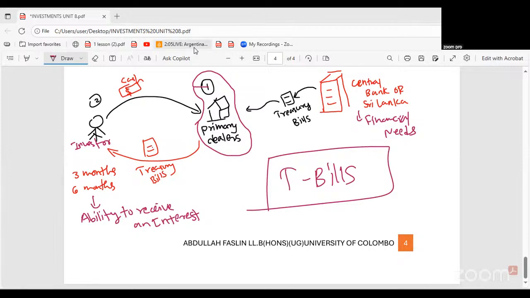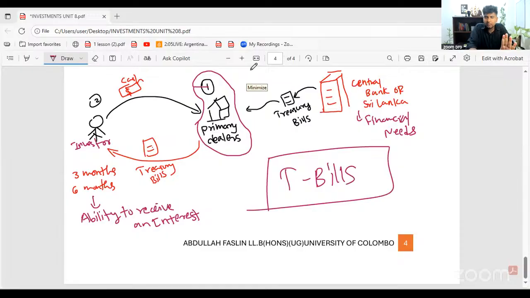Okay, now, treasury bills are for 3 months, 6 months, with a maturity date. At the end, you will get your money and also interest. For example, we'll say you purchase a treasury bill for 10,000. You will get 10,000 plus interest. That is what you call a treasury bill. So here, most of the things are associated with the interest. That's the problem.